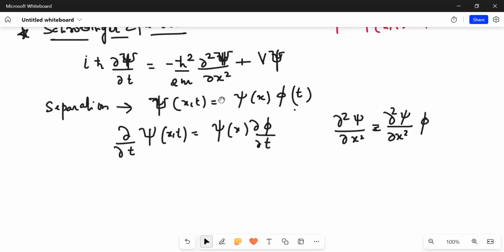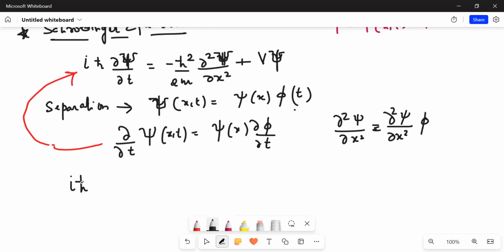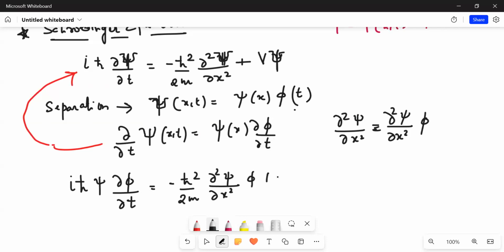Okay, so this is one thing. If I replace all these things in the above equation, what will I get? I will get iota h ket psi, then you'll have del phi upon del t here, is equal to minus h ket square upon twice m, and then you will have del square psi upon del x square phi plus v psi into phi.